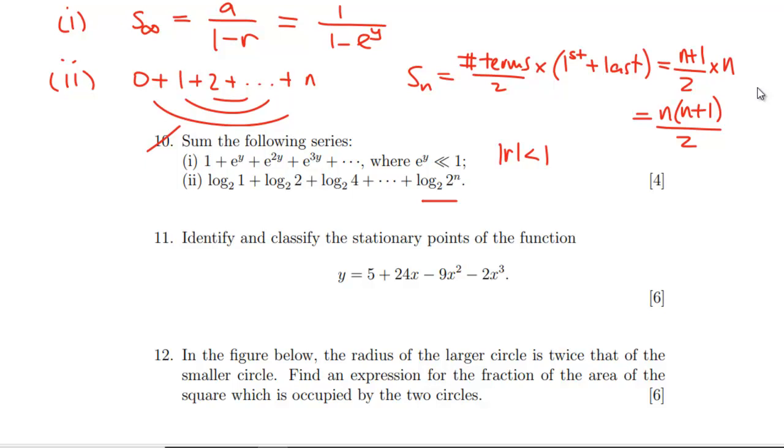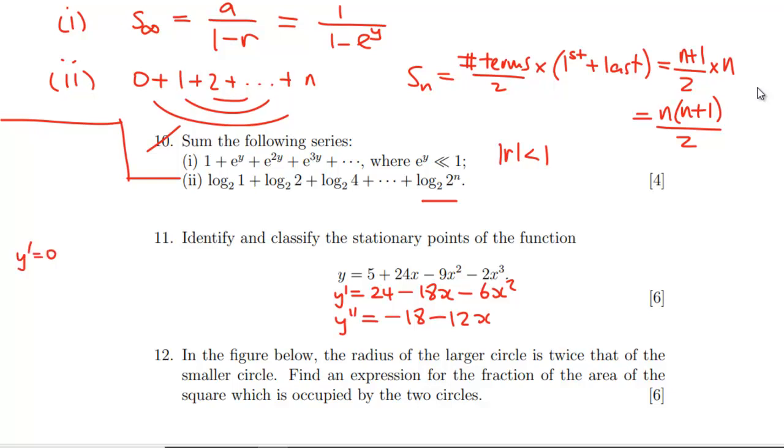11. Identify and classify the stationary points of this function. Right, this should be a gimme of a question because this is just a standard exam question really. So if that's what y is, then we've got y dash is 24 minus 18x minus 6x squared. Y double dash is minus 18 minus 12x. So we want y dash to be equal to 0. We can divide everything here by 6.